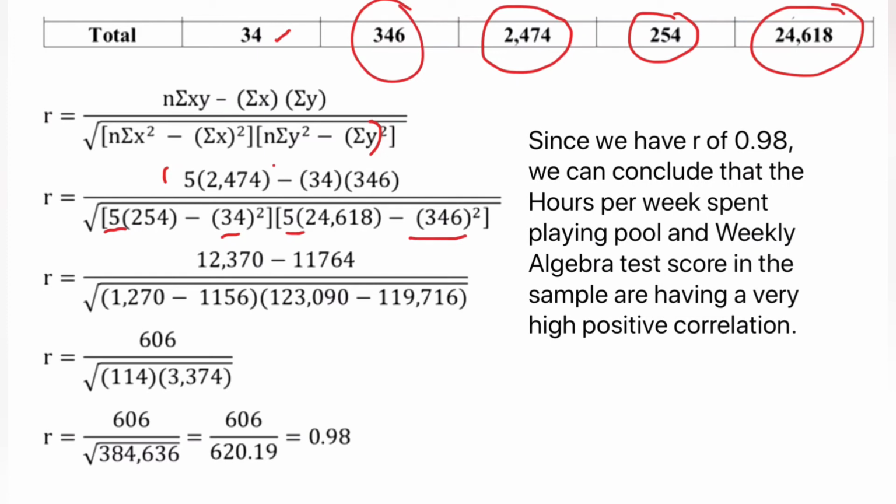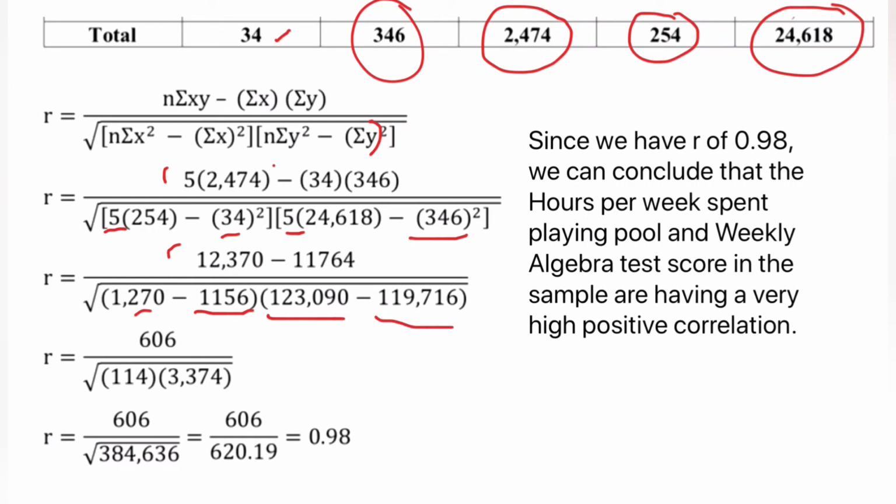So 5 times 2,474 is 12,370, 34 times 346 is 11,764. All over, 5 times 254 is 1,270 minus 34 squared na 1,156 multiplied to the 5 times 24,618 is 123,090. Then 346 squared is 119,716.